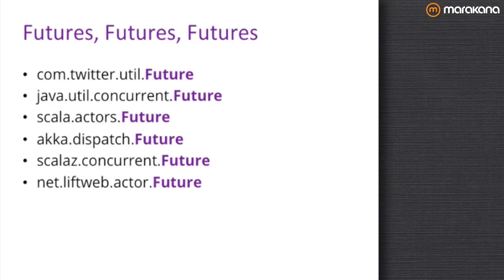I think the thing that the previous speaker alluded to is that one of the challenges with futures is currently there's a lot of choices. You've got the Twitter futures, the concurrent, the actors, Akka's version, Scala Z. There's a lot of versions of futures.